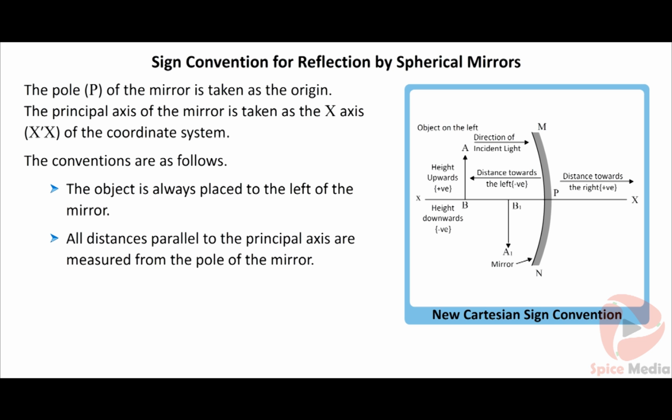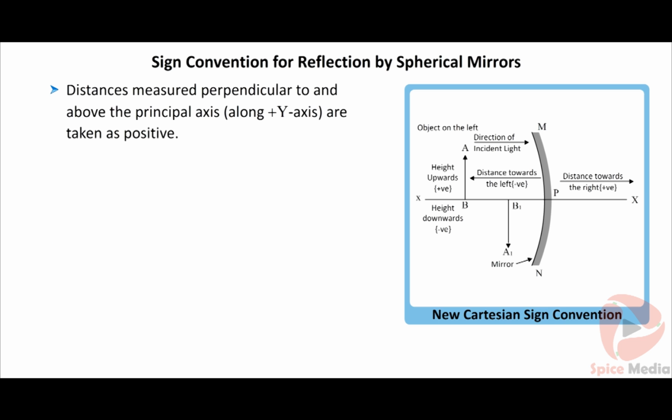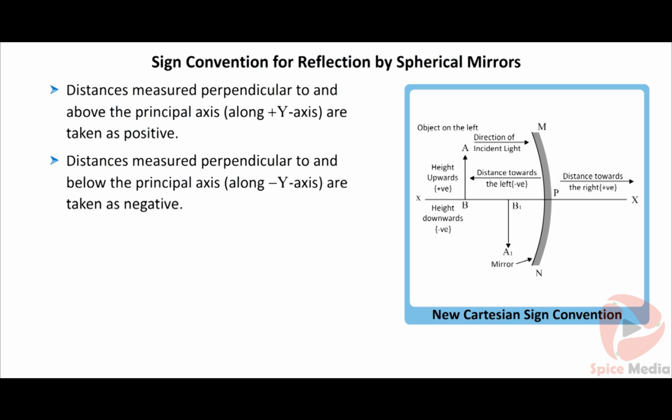All distances parallel to the principal axis are measured from the pole of the mirror. All the distances measured to the right of the origin along the plus x-axis are taken as positive, while those measured to the left of the origin along the minus x-axis are taken as negative. Distances measured perpendicular to and above the principal axis along the plus y-axis are taken as positive. Distances measured perpendicular to and below the principal axis along the minus y-axis are taken as negative.